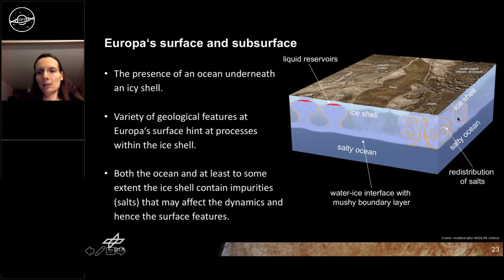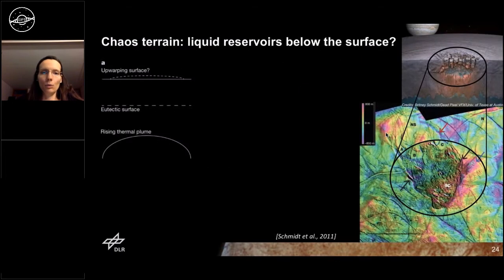So in order to understand what we observe at the surface, we need to understand processes that take place in the ice shell. And this is what we will look at in the following slides. Now, one indication that we have, and one surface structure that is mostly related to the presence of liquid reservoirs below the surface, is the so-called chaos terrain. And you see it here. This is a chaotic topographic feature at the surface of Europa, and it could indicate the presence of a liquid pocket, for example, liquid reservoirs in the ice shell. And this kind of mechanism that I'm presenting here has been suggested to be responsible for the formation of this chaos terrain.